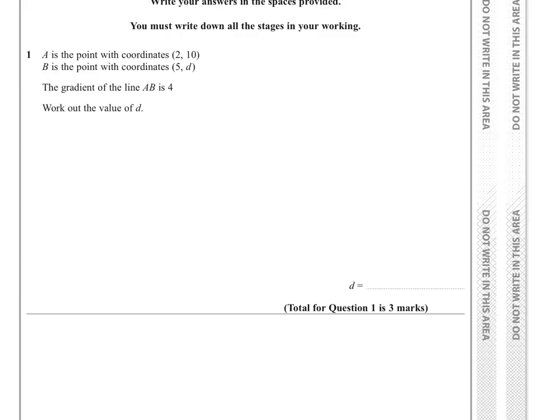Question 1. A is the point with coordinates (2, 10), and B is the point with coordinates (5, d). I think it should say "coordinates", but it doesn't really matter. It says the gradient of AB is 4, which means it's going uphill, so I think that diagram is a reasonably good diagram. So it's a nice positive gradient.